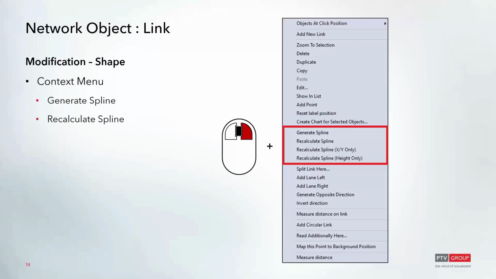All right, and then you can also do a lot of this link shaping through the context menu. So if you right-click on a link, there's a section here kind of in the middle where you can generate a spline, and this will be for the entire link, so not for a particular section, but for the link as a whole. And you can also choose to recalculate that spline for the link as a whole.